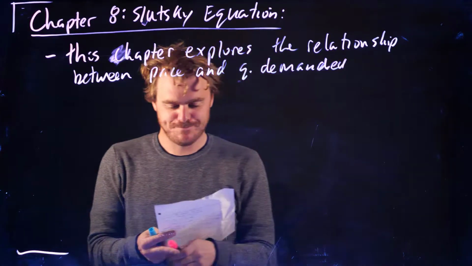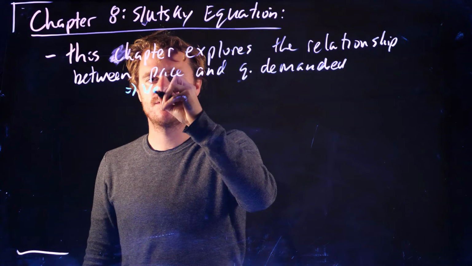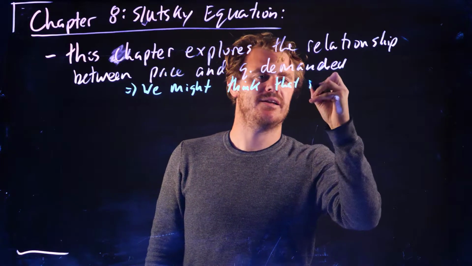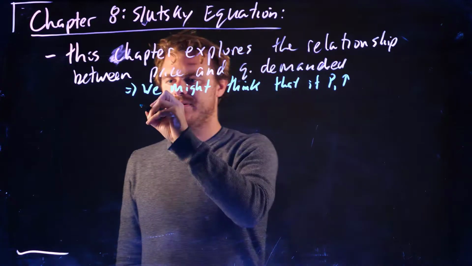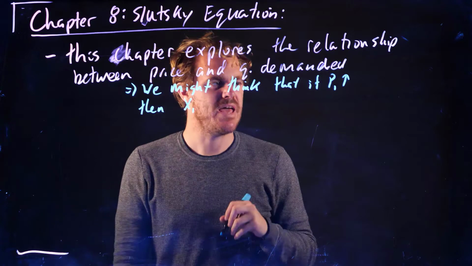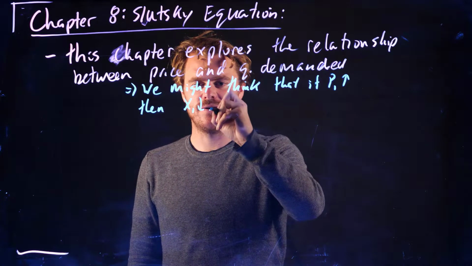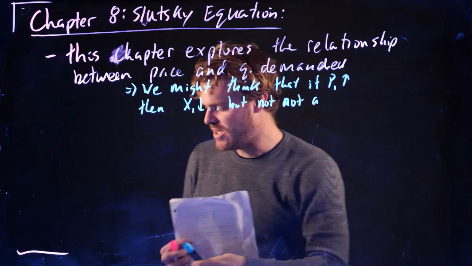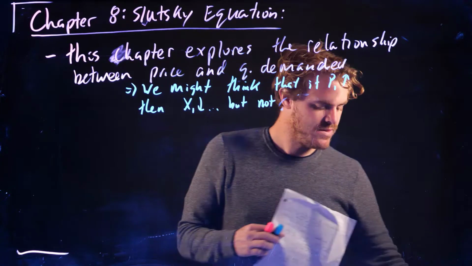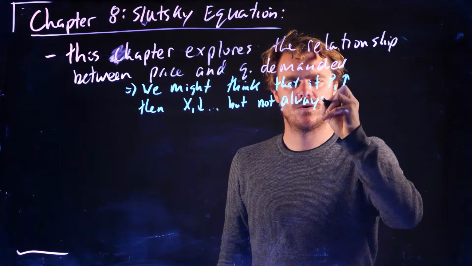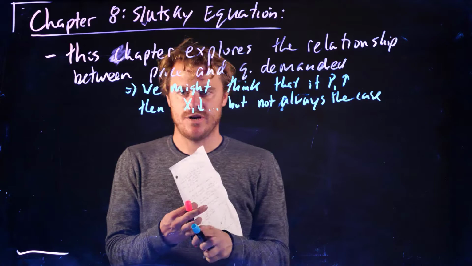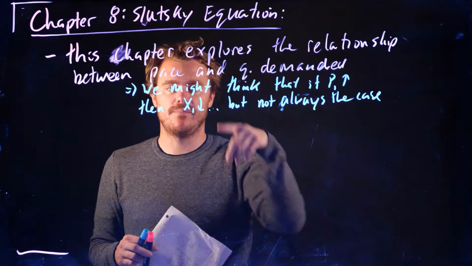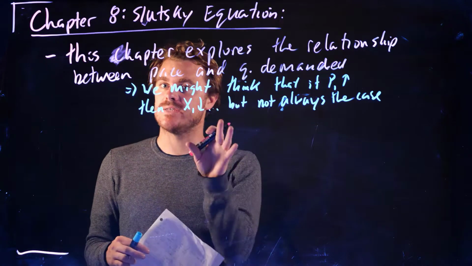So quantity demanded. We might think that if price P1 goes up, then quantity demanded of that good, or the optimal amount of, let's say, good 1, would go down. But this is not always the case. It's possible with well-behaved preferences that when the price goes up, the quantity demanded of good 1 actually goes up as well. We saw this kind of before with Giffen goods.